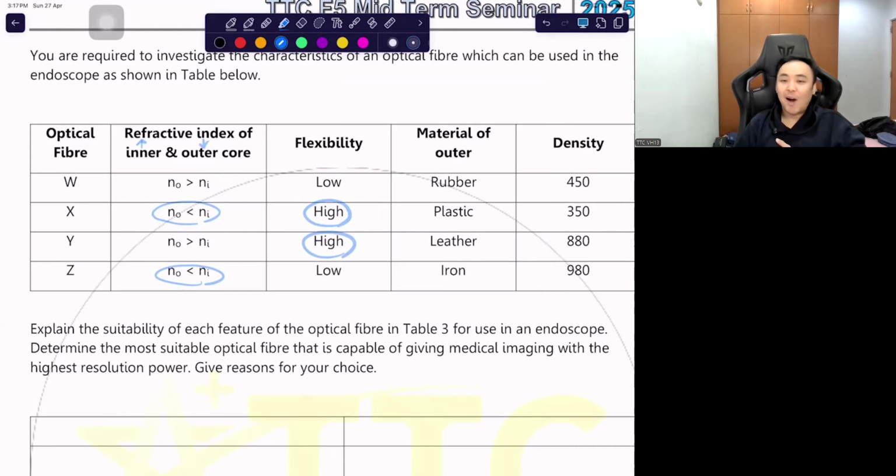Next one, material of the outer. What material do we use for outside? Rubber, plastic, leather, iron. This material needs to consider one simple thing. Where do you put the endoscope? Inside. Let's say you put it in your stomach. What's inside the stomach? Besides food, what else is inside? Yes, acid. So when you put it inside, you have to make sure the acid is not going to digest your optic fiber, right?